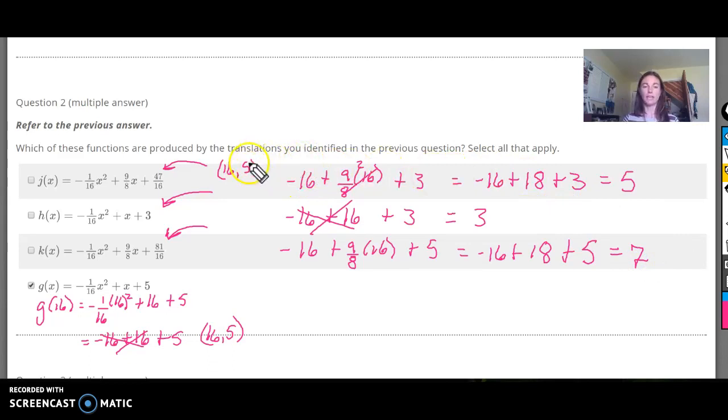So the answer is going to be this j of x because it gives me the closest to 16 and 5. These two values are the only ones that'll work for 16 and 5. Okay?